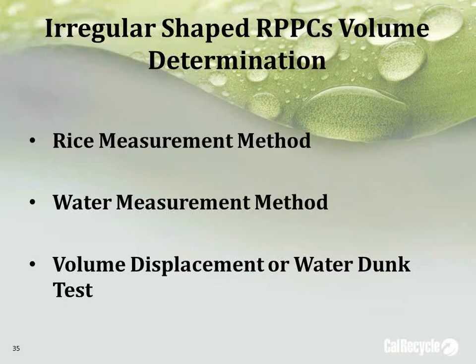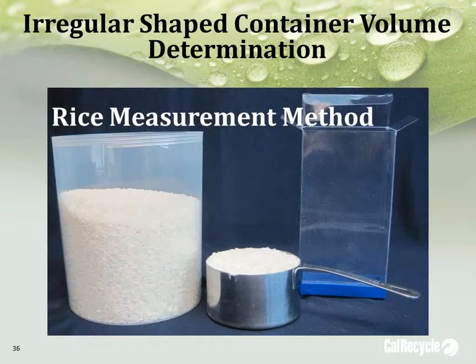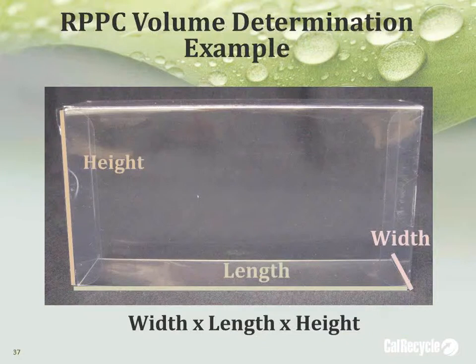However, container determinations are almost always done for those containers that are questionably close to 8 ounces. The first method is the rice measurement method. We suggest using rice, however any fine-grained material, including sand, can be substituted. As a regular shaped container, this rectangular box could easily be calculated by multiplying the width times the length times the height. However, for demonstration purposes, we will show you an alternative method for calculating this container's volume.